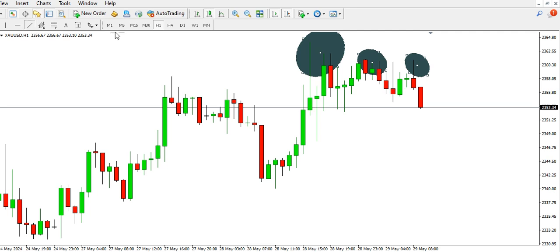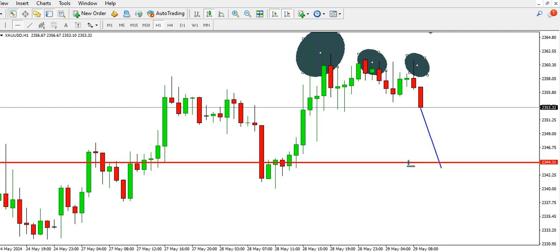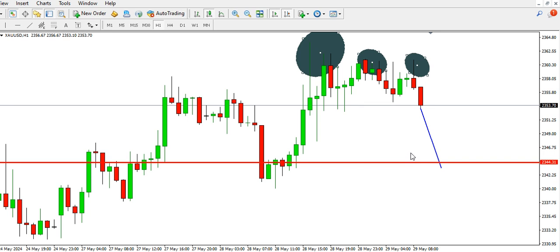So price might likely drop to this particular order block. That's the 2344 level. I see price dropping to that level on the 1-hour time frame. Okay, price might drop to that level based on the recent formation.